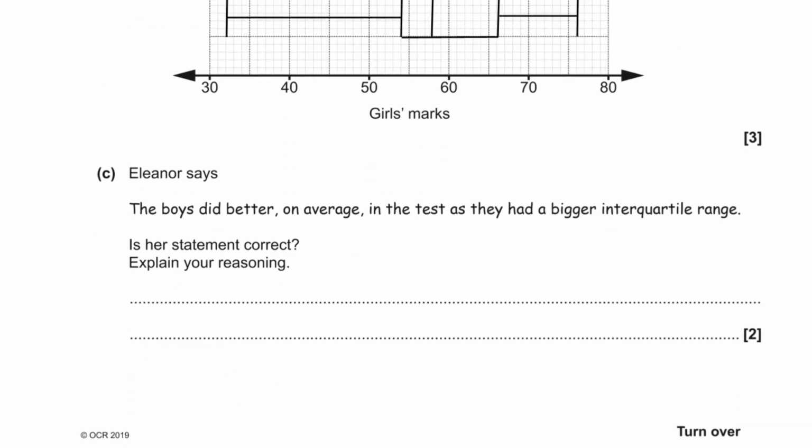And now for part C, what we're told is, Eleanor says the boys did better on average in the test as they had a bigger interquartile range. We have to see if her statement is correct, explaining our reasoning. What we see is the interquartile range is a measure of spread, not average. If we were to look at the average, we'd look at the median instead.